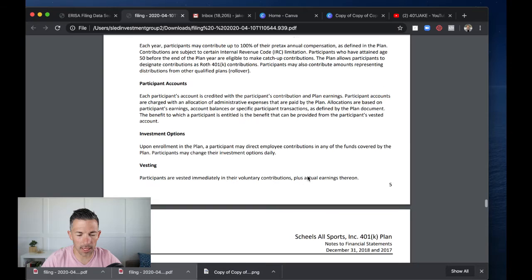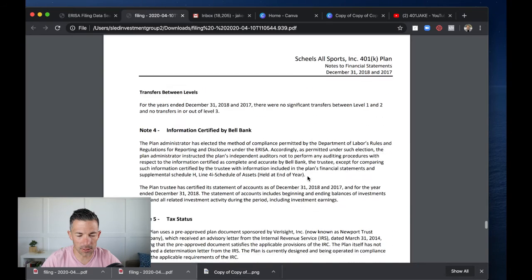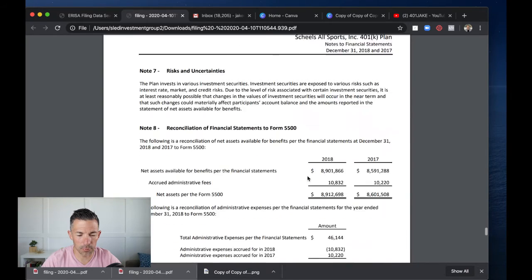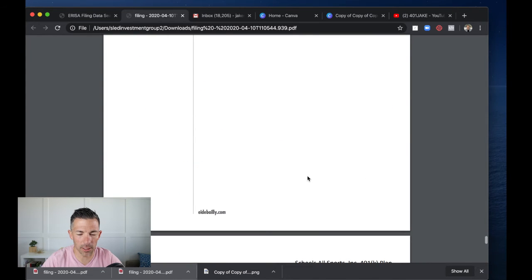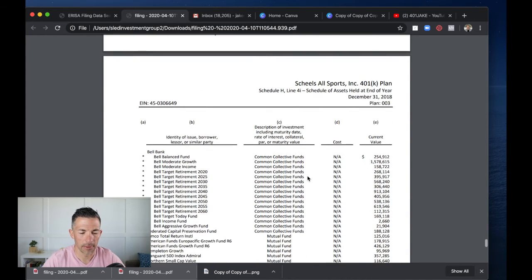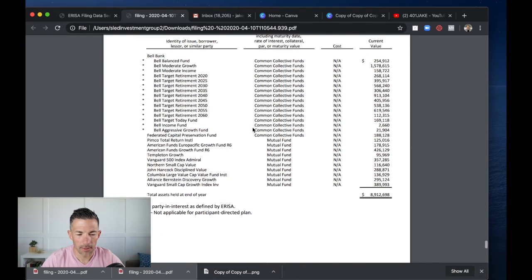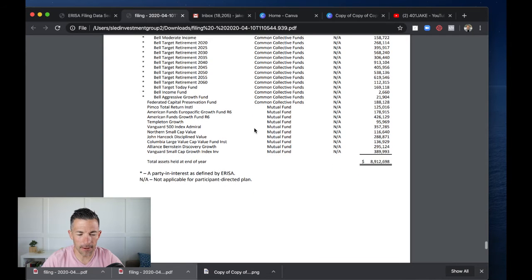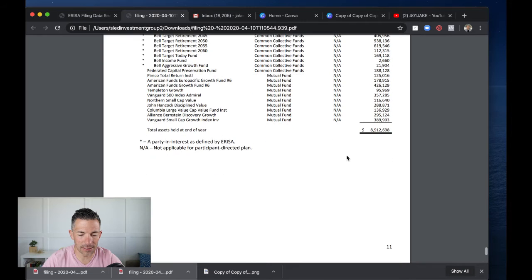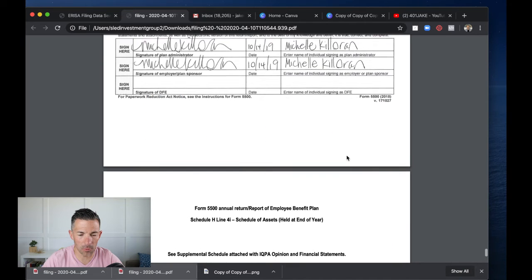So you keep scrolling down, and there's going to be some last pieces here that are important for you if you use FI360 or another tool to analyze investments, because here you go. You've got the full Bell target dates. Those are CITs. We're not going to go into that right now. And then you get the mutual funds. You can see where all the assets are, and sometimes it'll give you tickers, sometimes it won't.